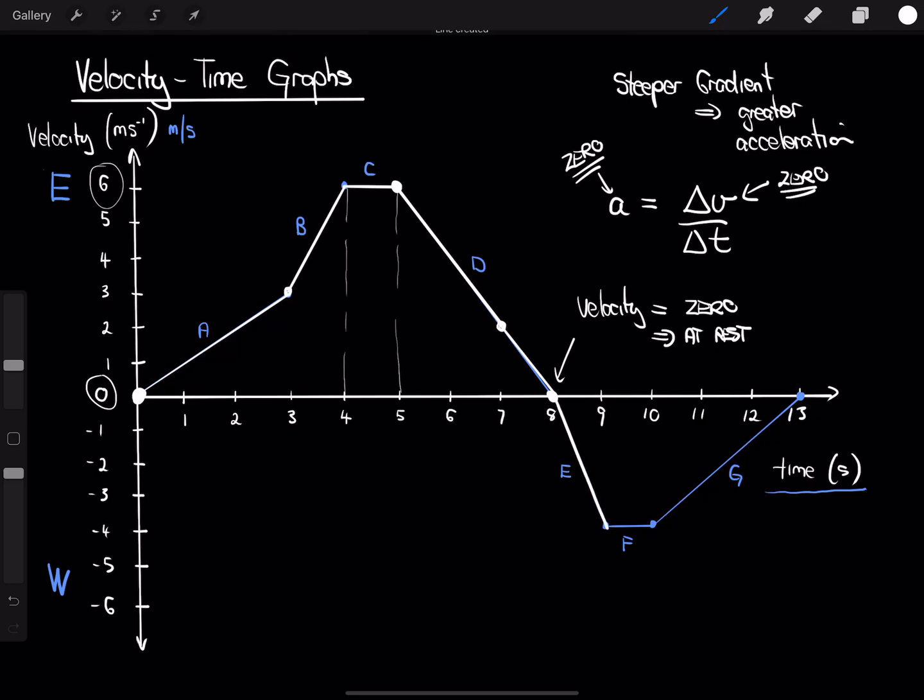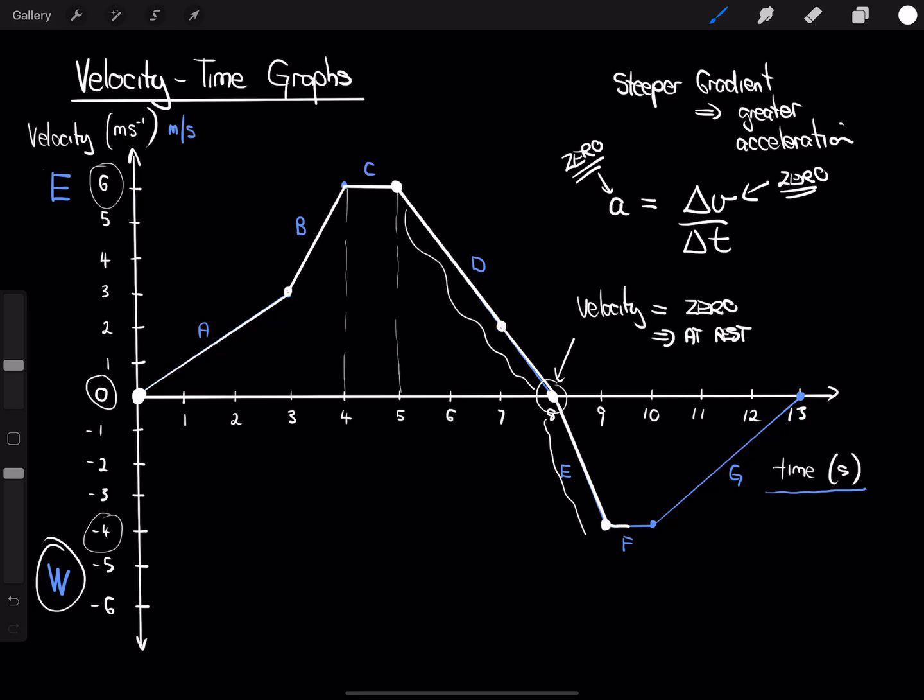Now let's have a look at section E. In section E, at the 8-second mark the velocity was 0, and at the 9-second mark, it's moving at negative 4 meters per second, or 4 meters per second in the westerly direction. And so its speed is increasing, but it's increasing in the westerly direction. So what's actually happened in section D and E is that it was slowing down, stopped, and then started moving and speeding up in the opposite direction.